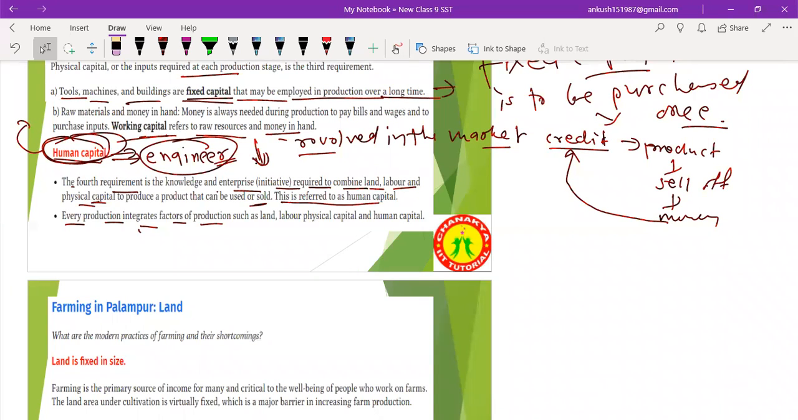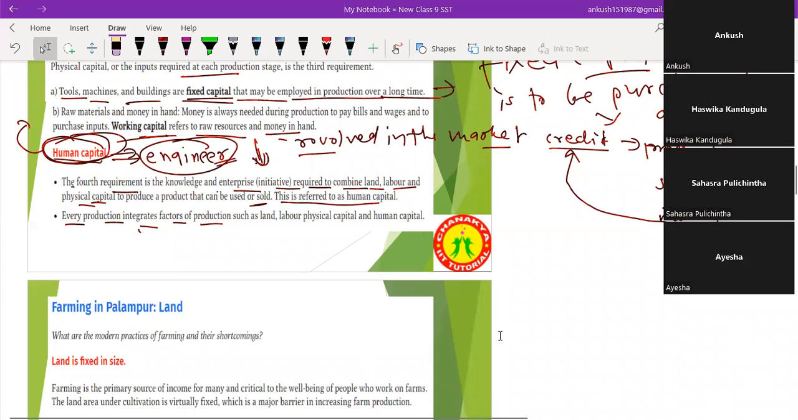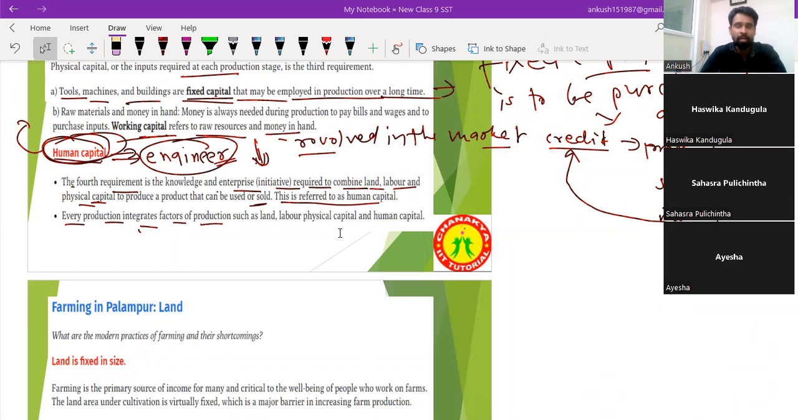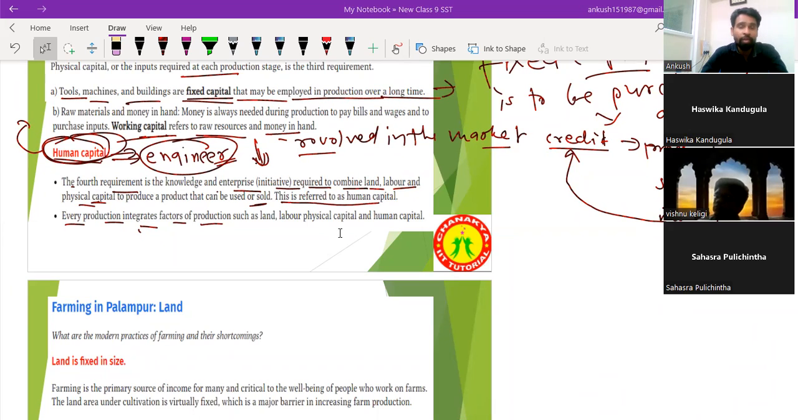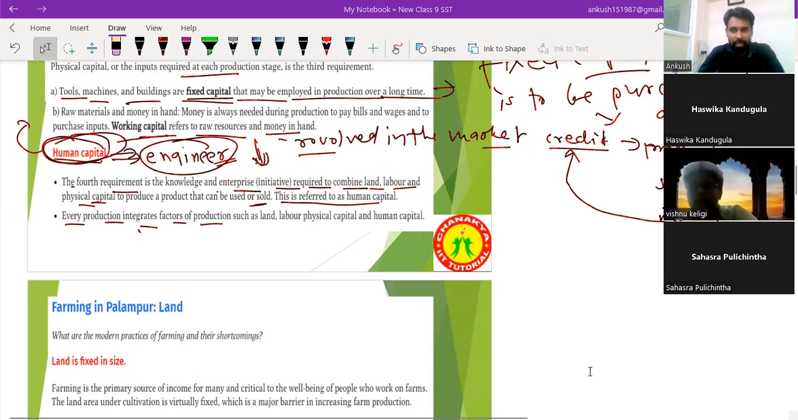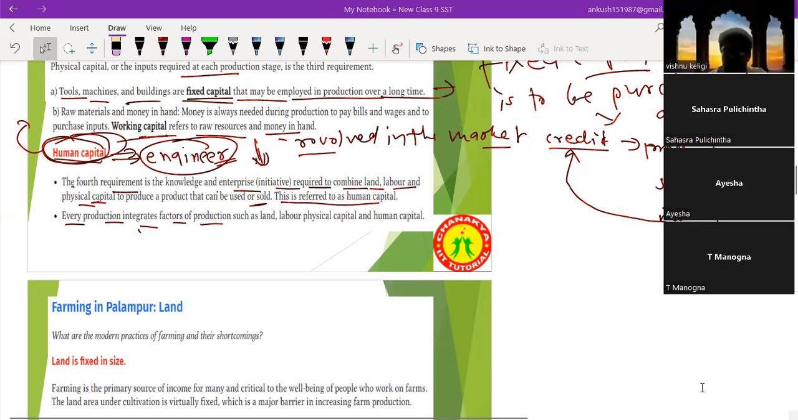I told you that if one factor is not available, like land is not available, but laborers are available, machines are available, and even the capital is available, but we do not have the land, then where would we establish our firm or manufacturing unit? I told you this very clearly last time. Have you got the point?